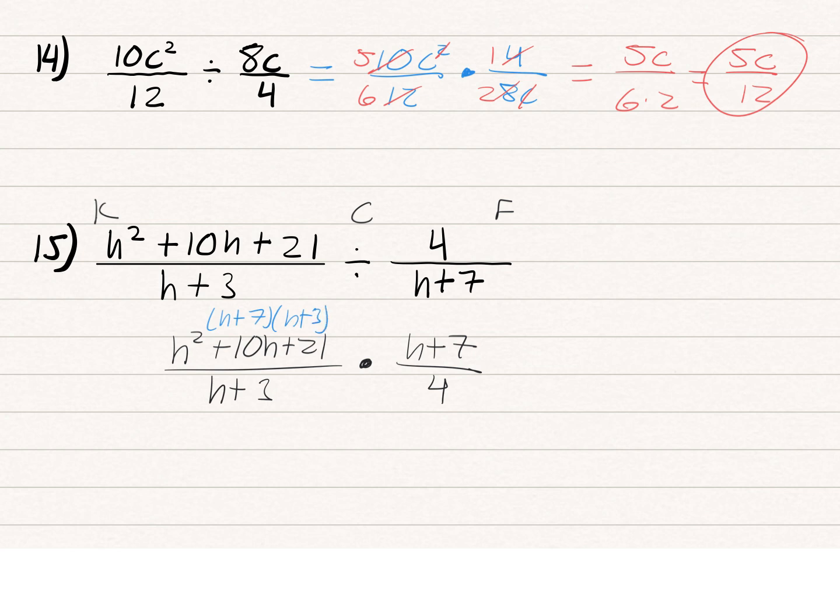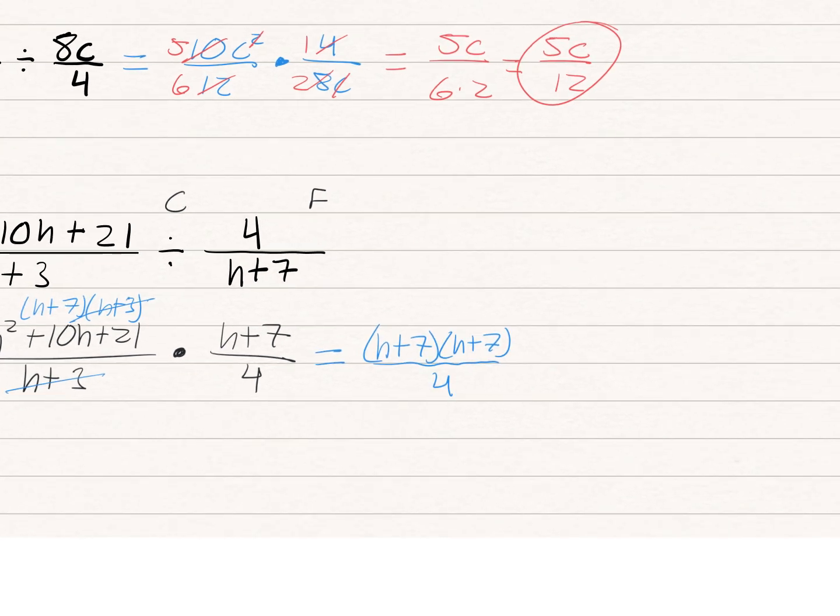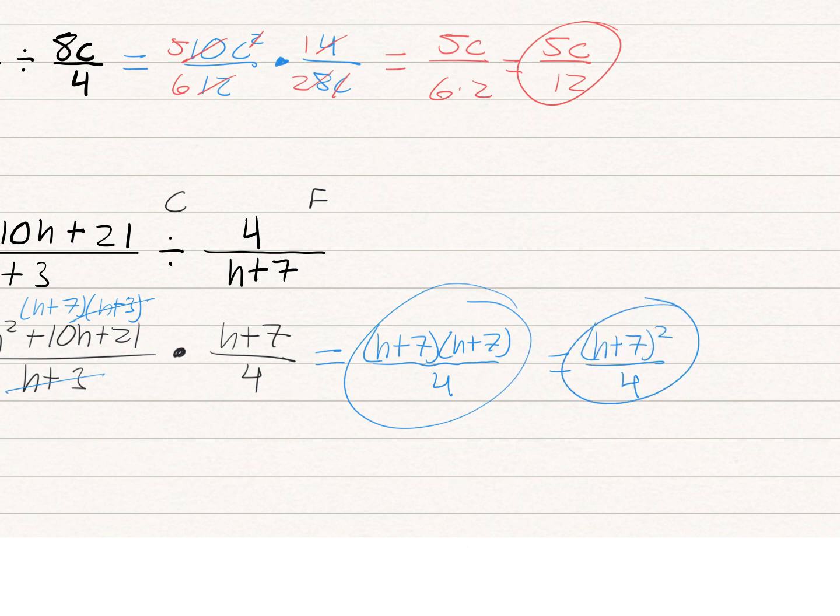And then now let's cancel everything that cancels. We just cancel out an h plus 3. So you cannot cancel these h plus 7s. That was another common mistake that I saw. h plus 7 and h plus 7 are both on the top. You can only cancel if one's on the top and one's on the bottom. So we can write h plus 7 twice, don't cancel it out, over 4. And then this would be a good answer. Another acceptable answer is h plus 7 squared over 4. These mean the same thing. All right, good. And there's your review.